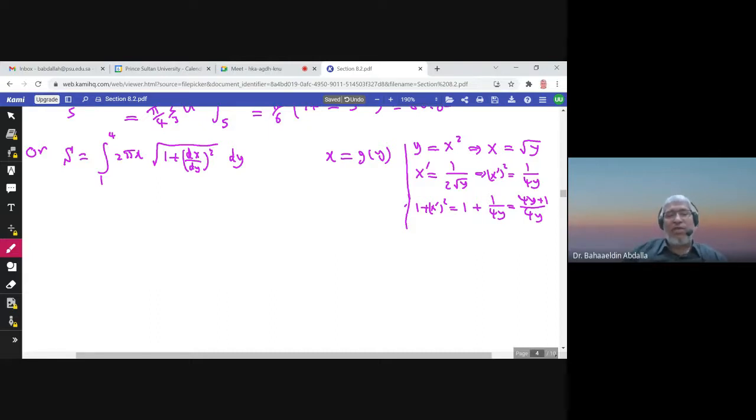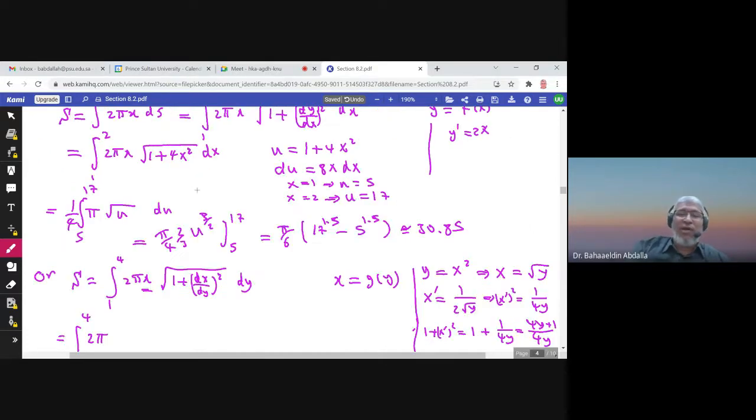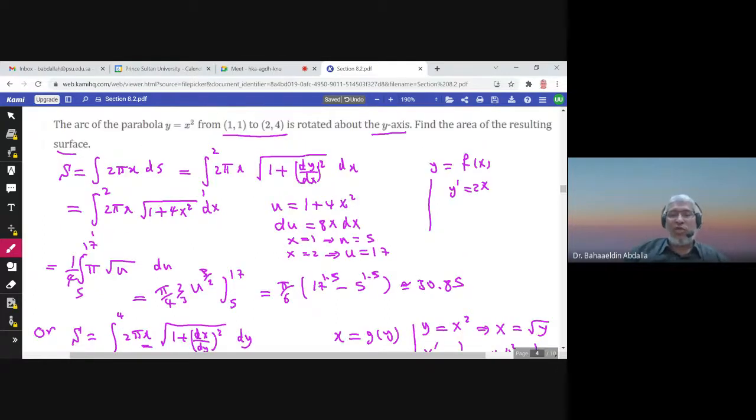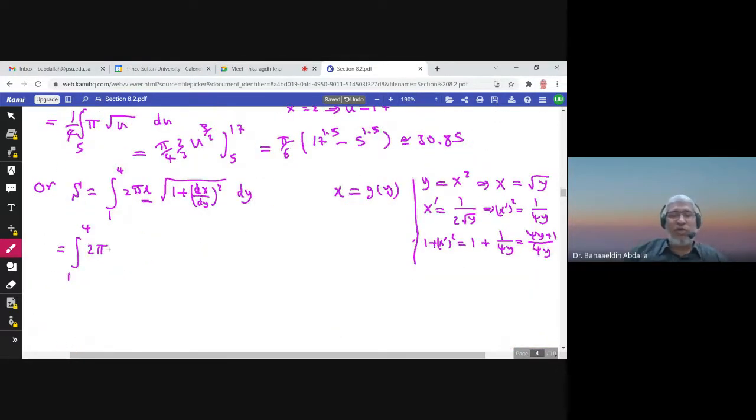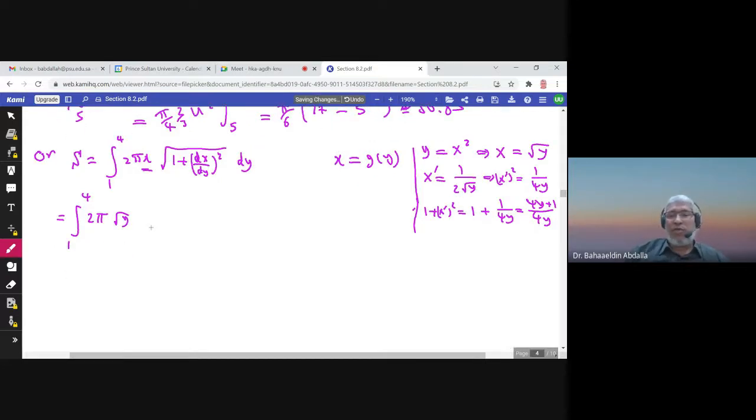And notice that this is x, and the integral is with respect to y. So I will change it in terms of y. So x is g of y, x is square root of y. Either you use x or square root of y. I used x when the integral was with respect to x, but now I cannot use x. I have to use a square root of y because the integral is with respect to y.